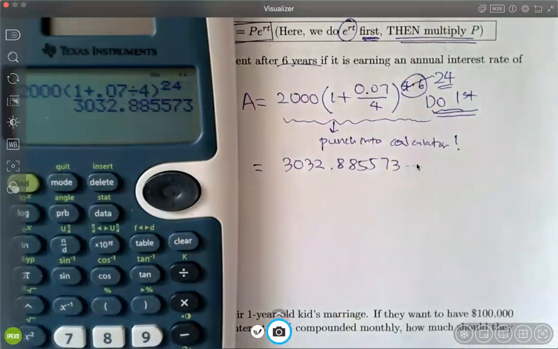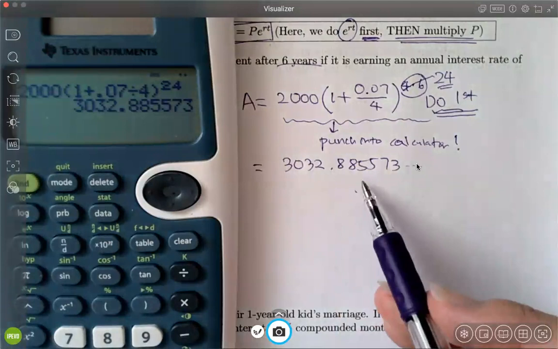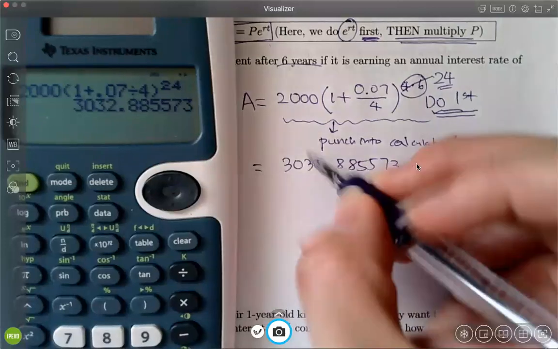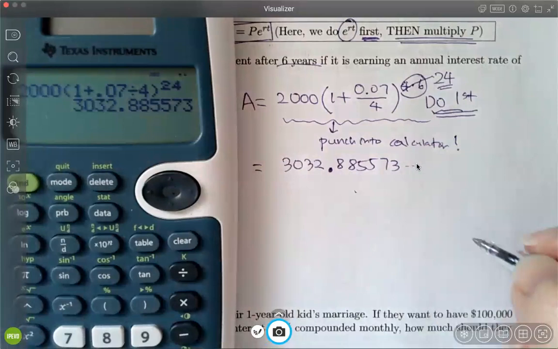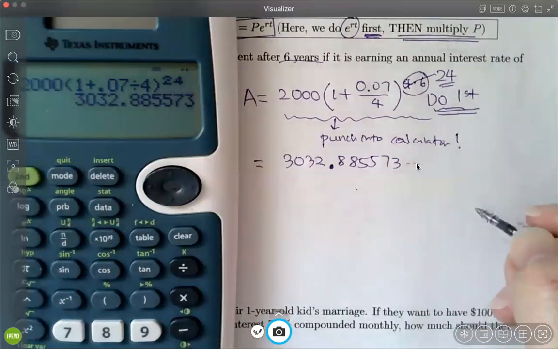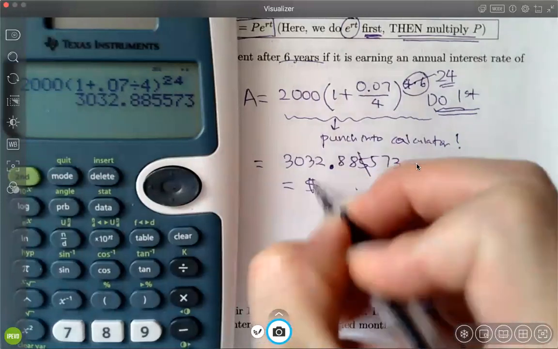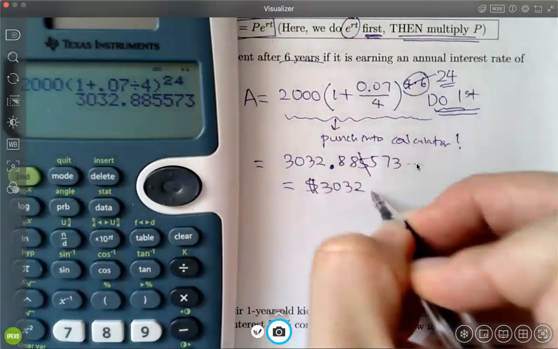Now, A is the amount, which is in dollars. That's not how we write dollars, at least in our country. Maybe in different countries they have this many decimals, but our typical monetary system is represented in how many decimal places? Two. So what does that mean? We have to round from here. So what's the answer? $3,032.89.